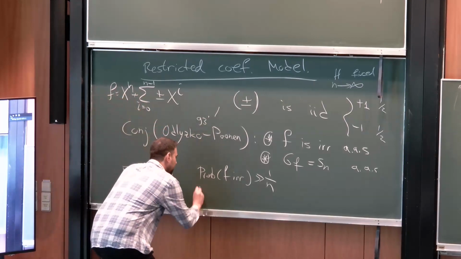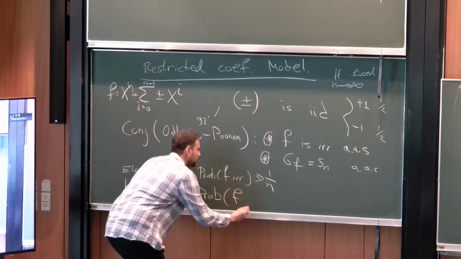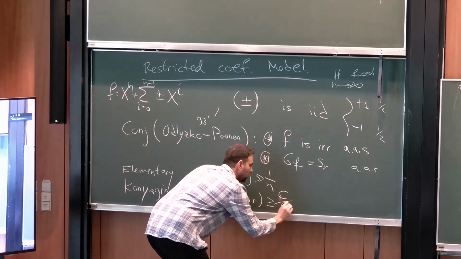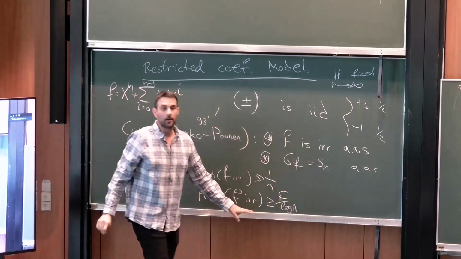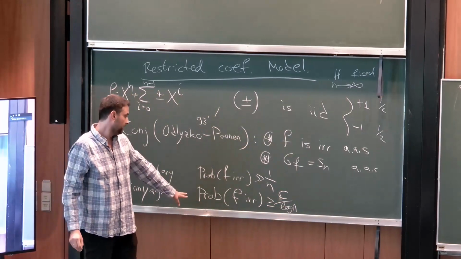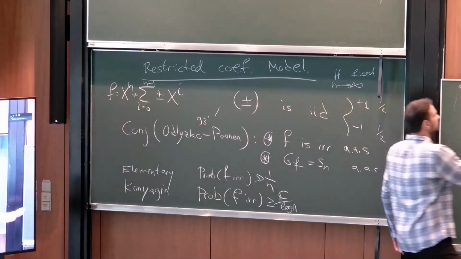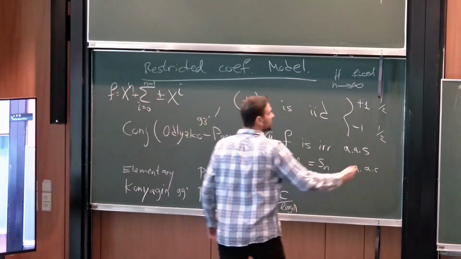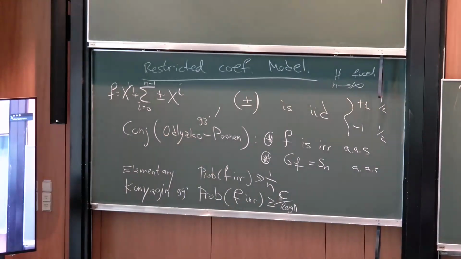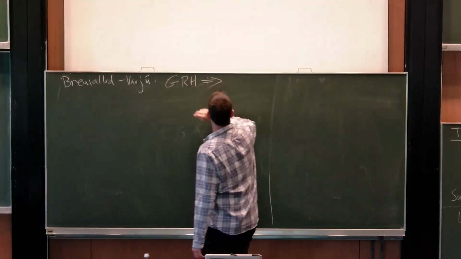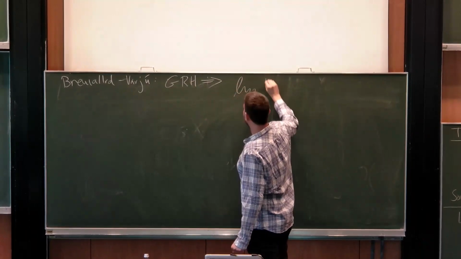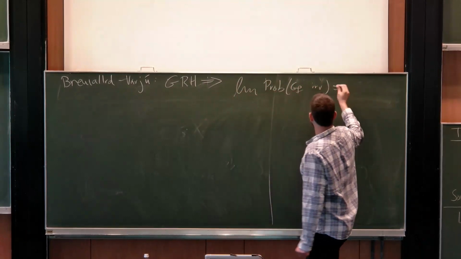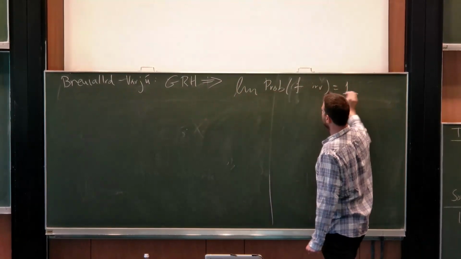So Konyagin, with an analytical method, proved that the probability that f is irreducible is at least a constant divided by log n. This required a lot of analytical methods and very smart ideas. This was, if I'm not mistaken, in 99. And then there were some results. Bourgain and Bary-Soroker showed that the generalized Riemann hypothesis implies that the limit of the probability that f is irreducible is 1.